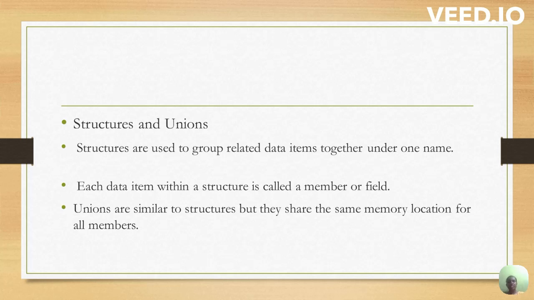We will discuss structure and union. What is a structure and what is a union? Structures are used to group related data items together under one name. Each data item within a structure is called a member or field. Unions are similar to structures, but they share the same memory location for all the members.